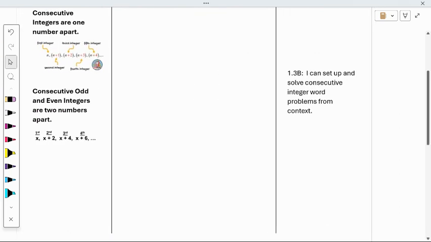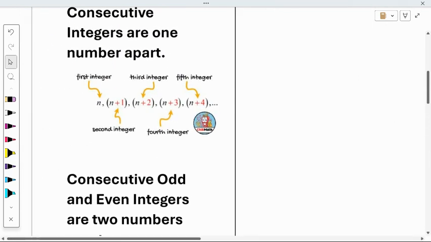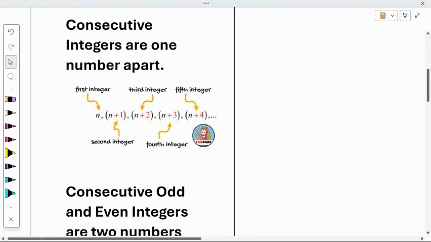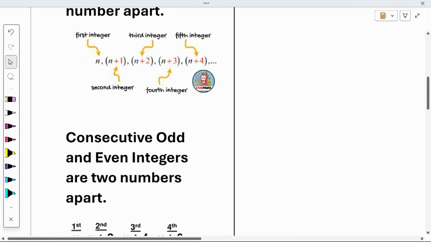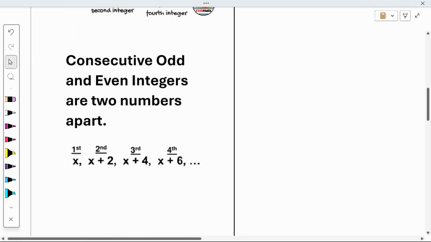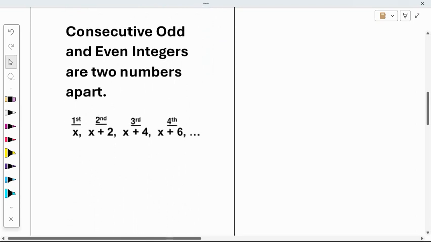But here's really what I wanted to show you. I wanted to show you that consecutive integers are one number apart. That's why we use the variable n plus 1, n plus 2, n plus 3, and so forth, right? That's how you set them up, or x, or whatever variable you choose. Consecutive odd and even integers are two numbers apart. So we start off with x, and then we do x plus 2, x plus 4, x plus 6, and so on. We're counting by twos, okay? So that's how you're going to set those up.